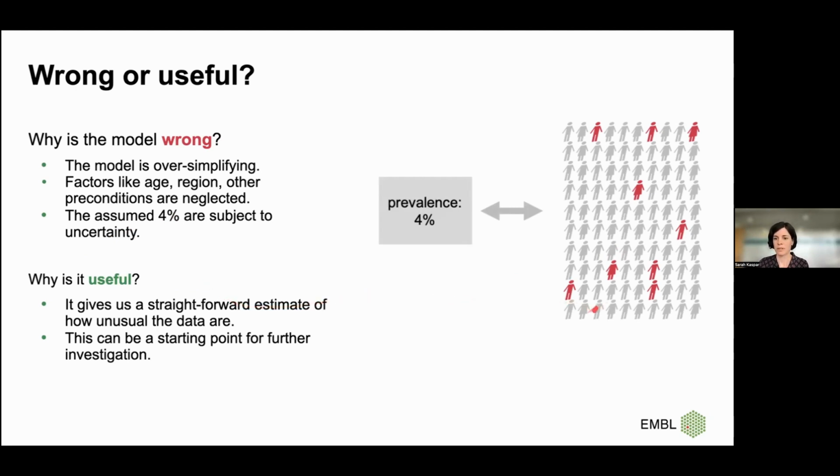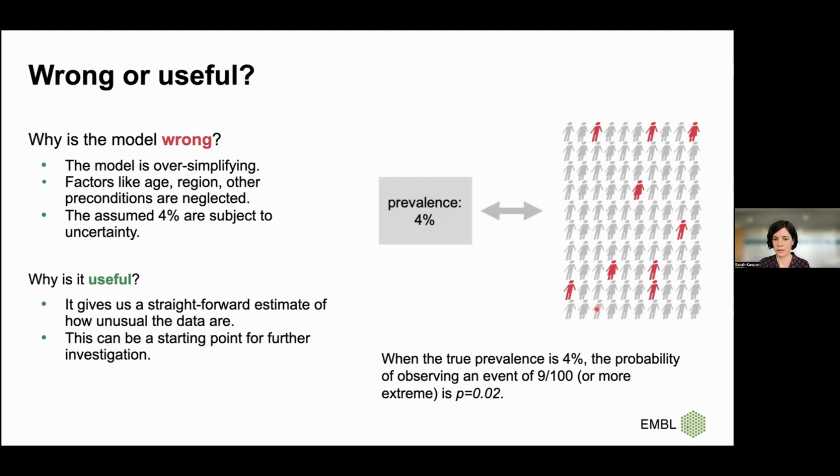So here on this 9 out of 100 data set, we can, for example, learn using this binomial model that when the true prevalence is 4%, the probability of observing an event of 9 out of 100 or more extreme is just 2%. So this 2% is a p-value, right? And it's rather low. And having this low p-value can, as I said, be a starting point where we can decide based on that there might be something interesting with diabetes and this disease that we're looking at, and we can further investigate.